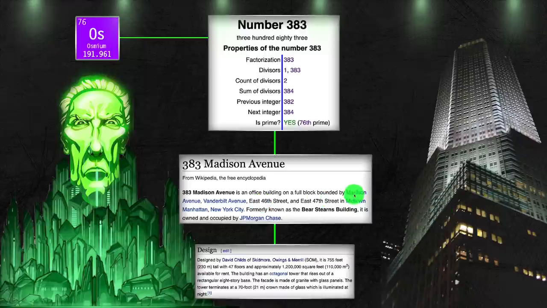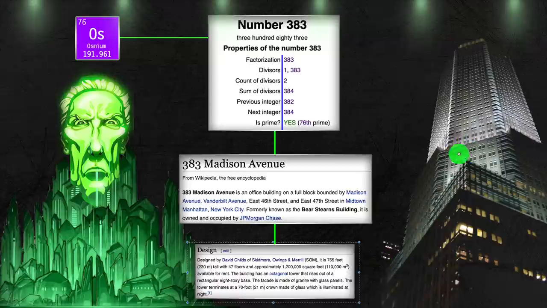It's surrounded by four city streets, Madison, Vanderbilt. You can decode all this if you wanted to. 46 and 47 is tied to the tree of life and tree of knowledge. Formerly the Bear Stearns. Now it's JP Morgan Chase. And when you look at the design of this, this was the clues. It was designed by David Childs of Skidmore, Owings, and Merrill. 755 feet. 47 floors, tetragrammaton. So much, and it's built on a square with an octagon shaped tower.